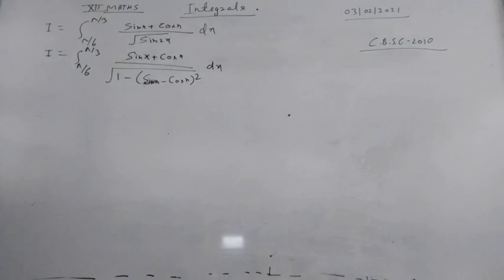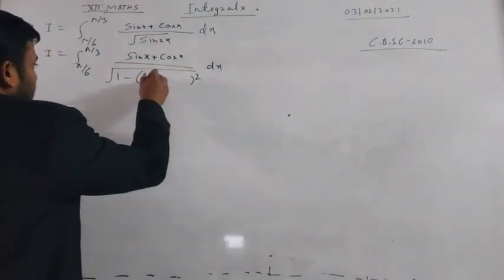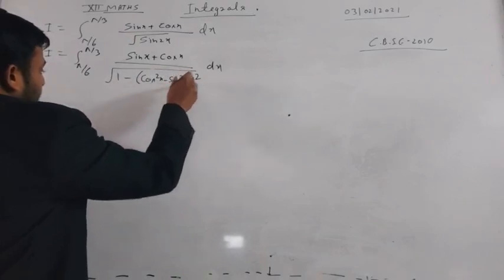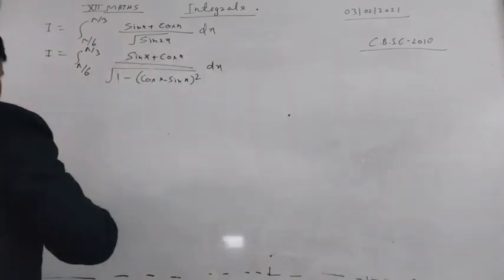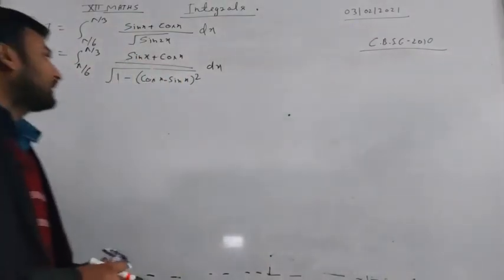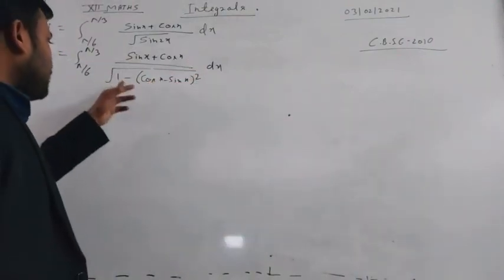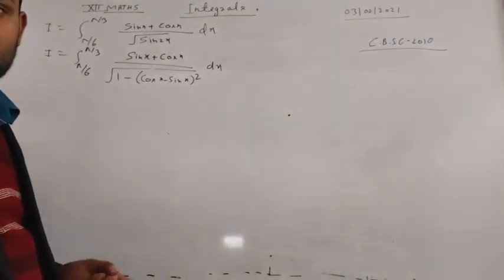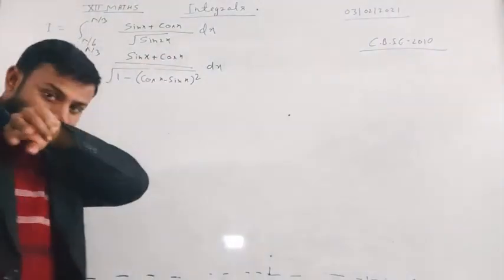Okay, friends, first of all, we write this in this form. When we expand (cos x minus sin x) whole square, we can write cos square x plus sin square x minus 2 sin x cos x, and cos square x plus sin square x is 1, so this 1 and 1 will reduce and minus 2 sin x cos x will be written as sin 2x.